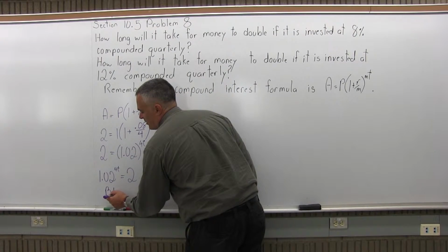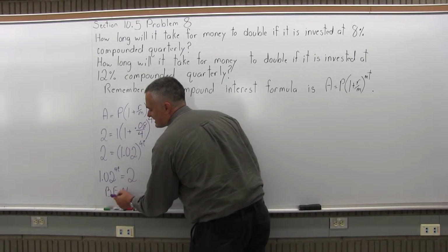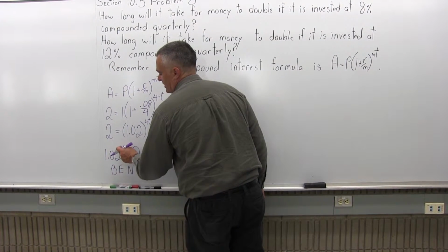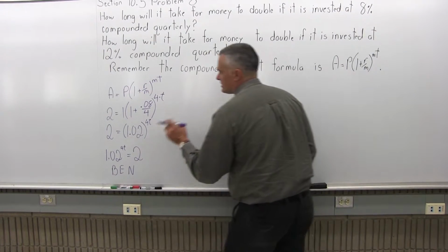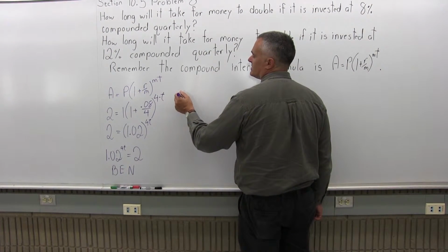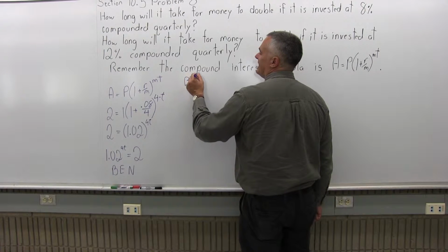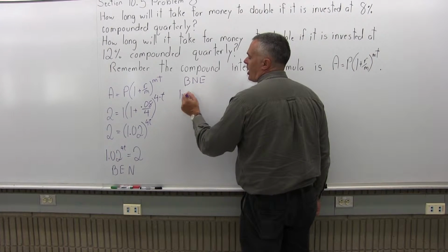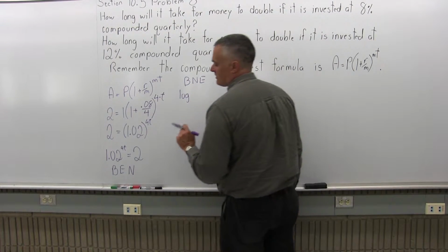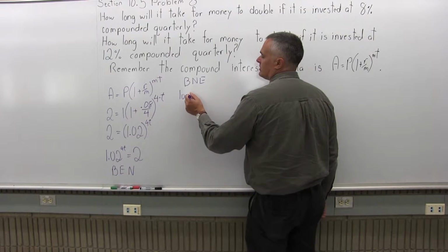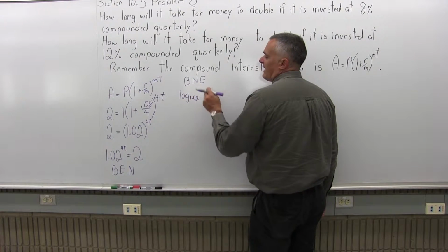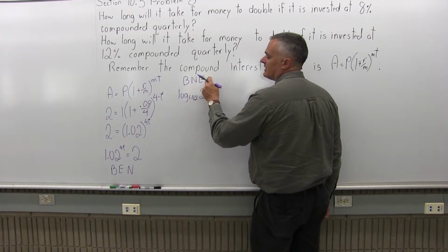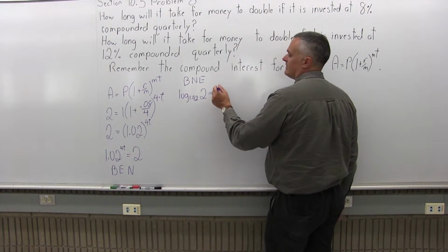So for exponential form, I write Ben, B-E-N, for base exponent number. The base is 1.02, the exponent is 4t, and the number is 2. So let me rearrange that into the log form, which is Benny, B-N-E for base number exponent. I start by writing the word log, and then the base is written as a subscript. The base is 1.02, and then the number is 2, then equals, and then the exponent is 4t, 4 times t.